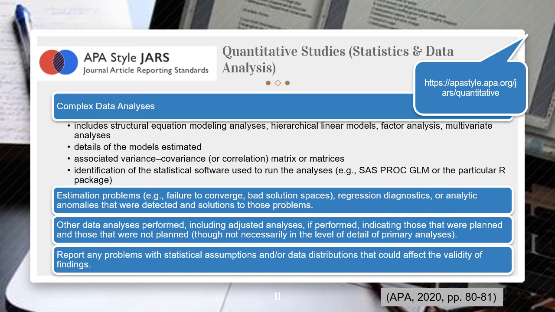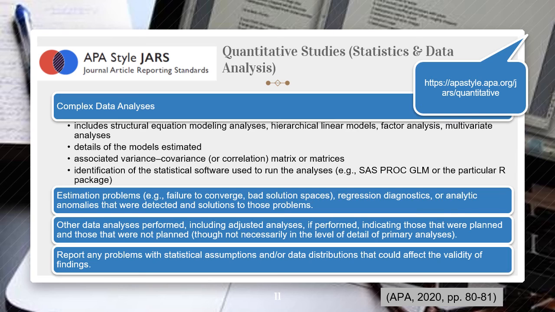You'll also report whether or not there are any problems with estimation. So if you're doing a SEM model and it fails to converge, or you have a bad solution space, you'll report that. You'll report regression diagnostics, was there an issue with multicollinearity, or any analytic anomalies that were detected and the solutions that you used to those problems. You may not have experienced any of the estimation problems. So then you won't report anything.